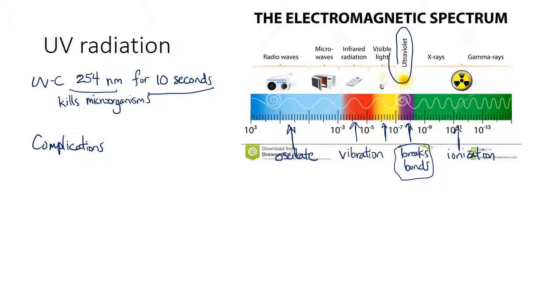What do you think those could be? What could interfere with this UV process? First of all, you can have other absorbers. So if you have other molecules absorbing this UV radiation, it's not getting to the microorganisms. It may not completely kill them. This includes iron and also organic molecules.